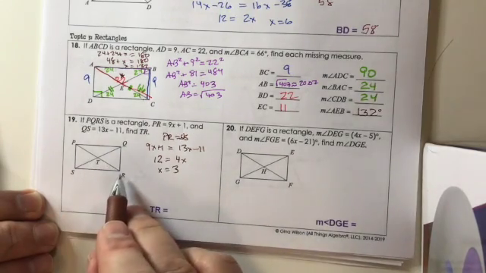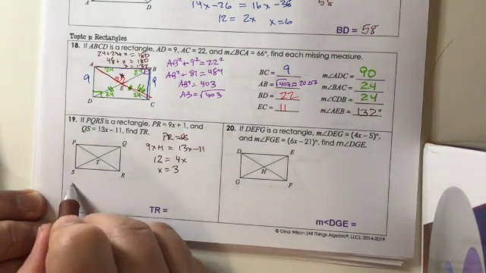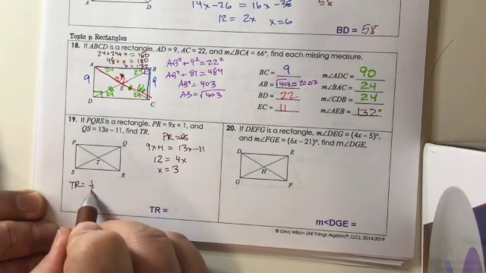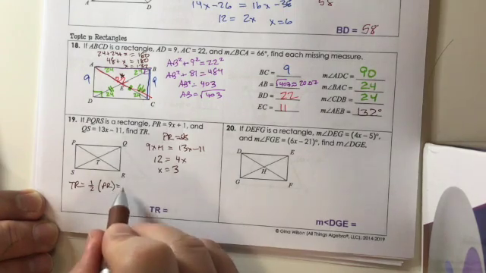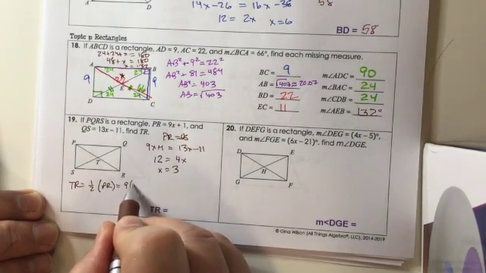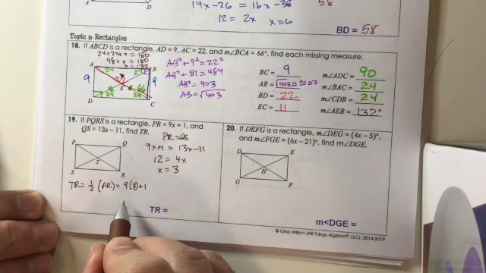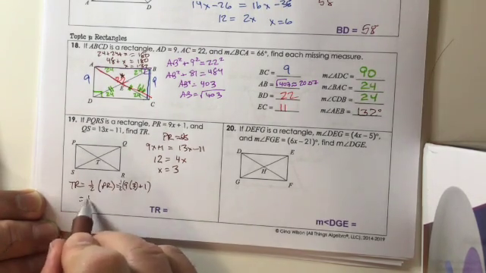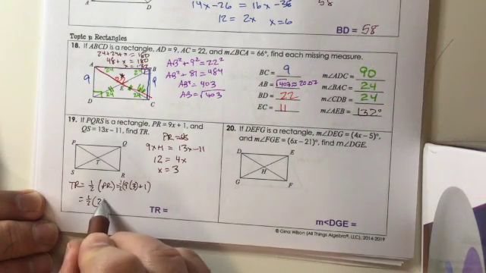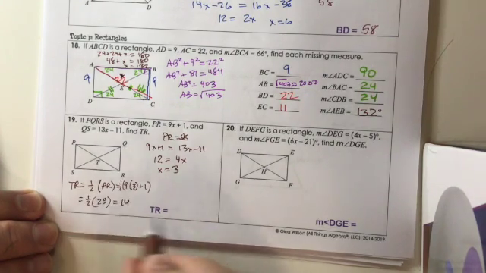They're asking us for TR. So TR equals 1/2 of PR. PR is 9 times 3 plus 1. So we'd be doing half of that. So 1/2 of 27 plus 1 is 28. So that'd be 14.